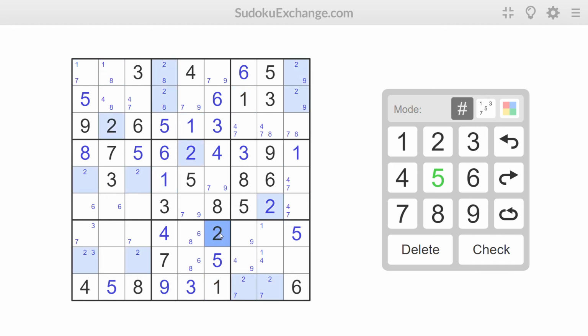2, 3, right. These two cells are taken. These two cannot have a 3 because of this 3 here. These two here cannot have a 3 because of this 3 here, leaving us only this spot to put in a 3.